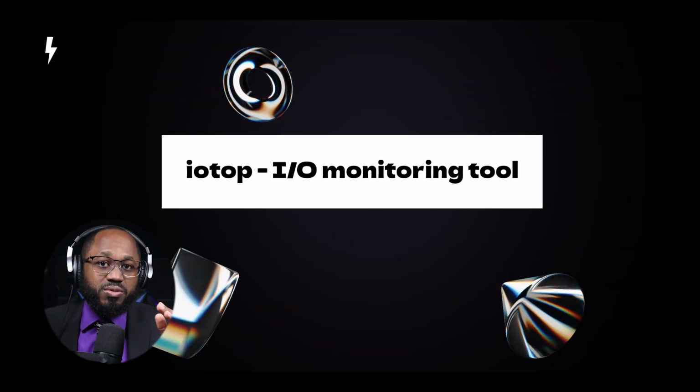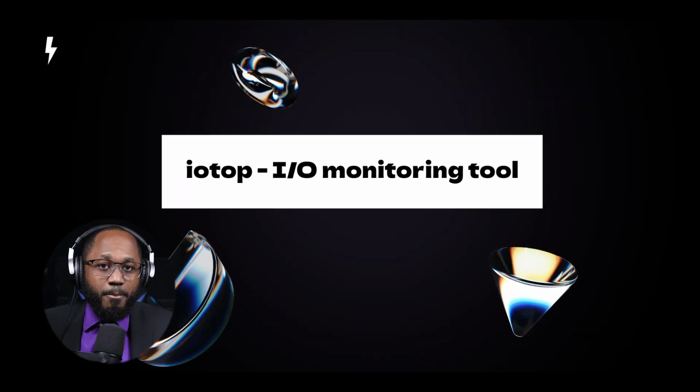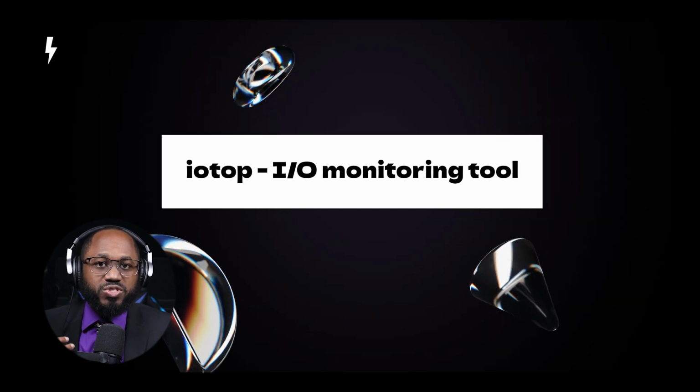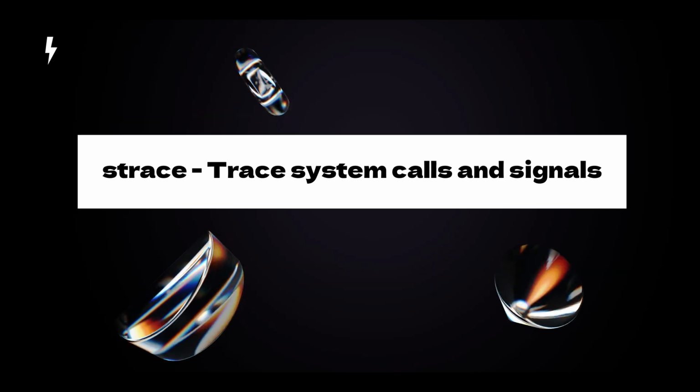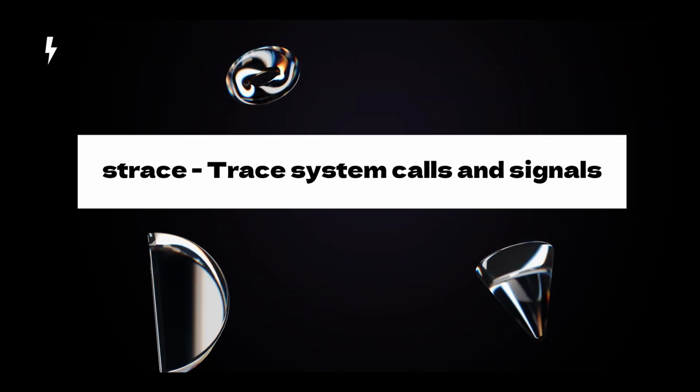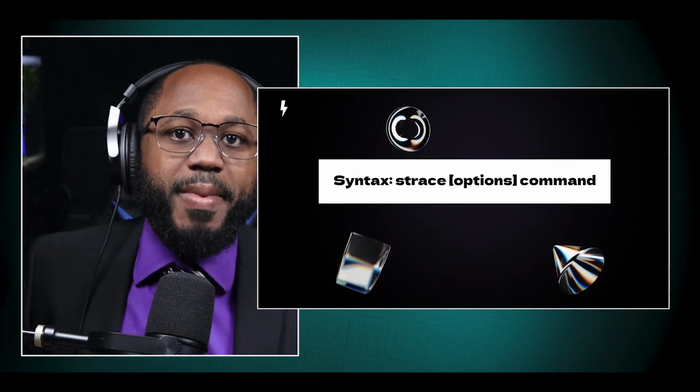You have iotop, the I/O monitoring tool, which displays real-time disk I/O and process statistics, and helps identify which processes are causing heavy disk usage. You have strace, which traces system calls and signals, useful for debugging and understanding how processes interact with the system. The syntax is strace with options and command.